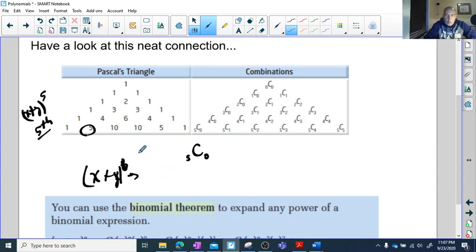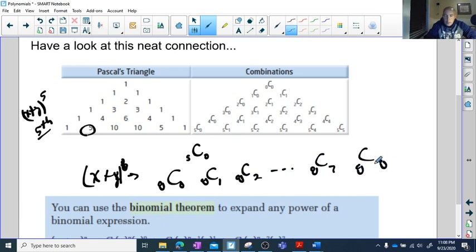How would I get the coefficients that would show up in Pascal's triangle? Well, if I follow my pattern, I would go 8 choose 0. I'm not going to write these all out, but we'll get it started. 8 choose 1, 8 choose 2, dot, dot, dot, right up to 8 choose 7, and then 8 choose 8 would be my last one.